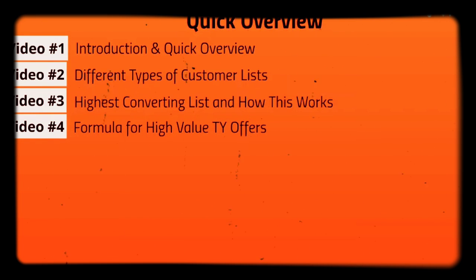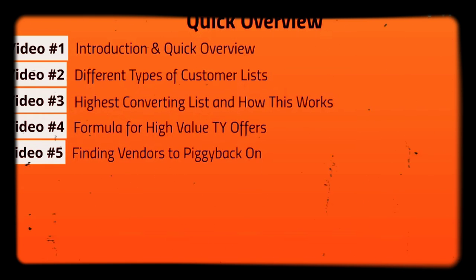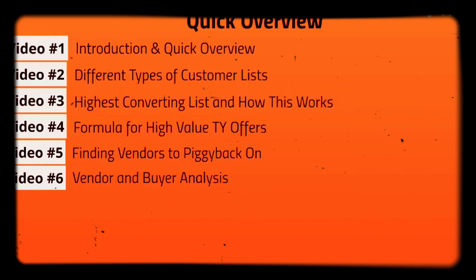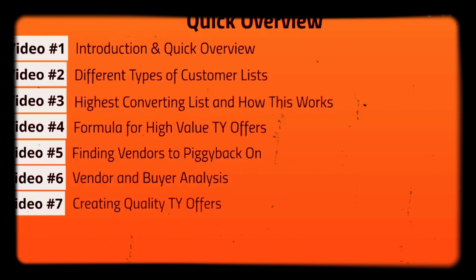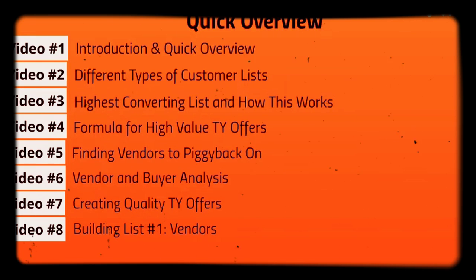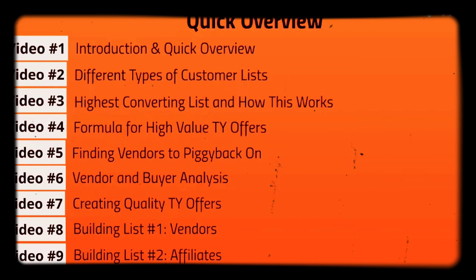And of course, in video number 4, we're going to talk about the formula for the high value thank you offers, which fits into the overall formula. In video number 5, we're going to talk about finding vendors to piggyback on. Video number 6, we're going to talk about vendor and buyer analysis. Number 7, we're going to talk about creating quality thank you offers. And of course, video number 8, we're going to talk about building a list. So after everything we've talked about in the previous areas, we're going to talk about actually building the list as far as vendors go. And as you're waiting for vendors to say yes, we will talk about building a list as an affiliate in video number 9. All right. So now that you understand the basics, let's jump right in and talk about the different types of lists.